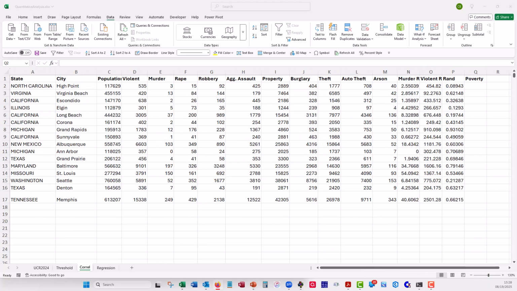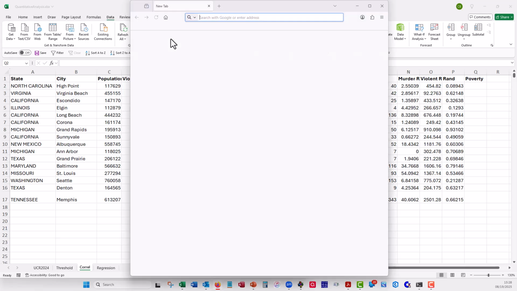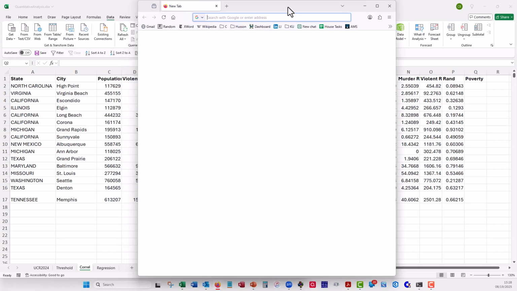So we have to look up the statistic for each of the cities on our list, and probably the easiest way to do it is simply to use Wikipedia.